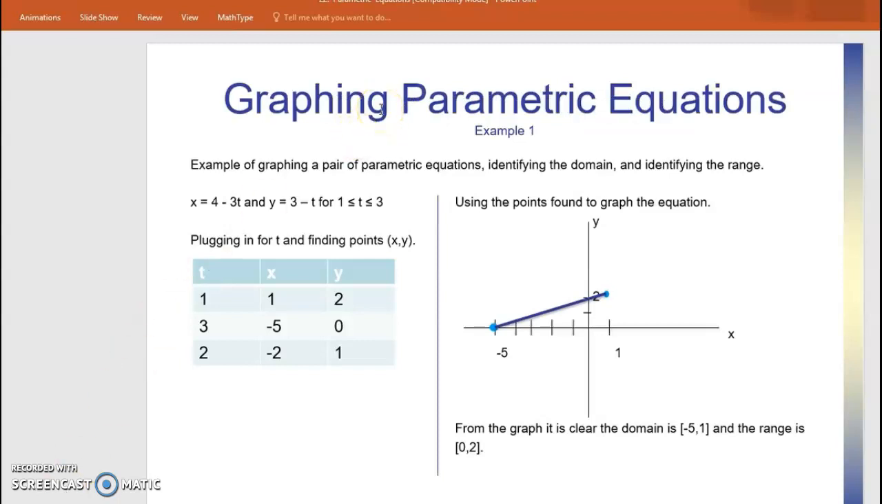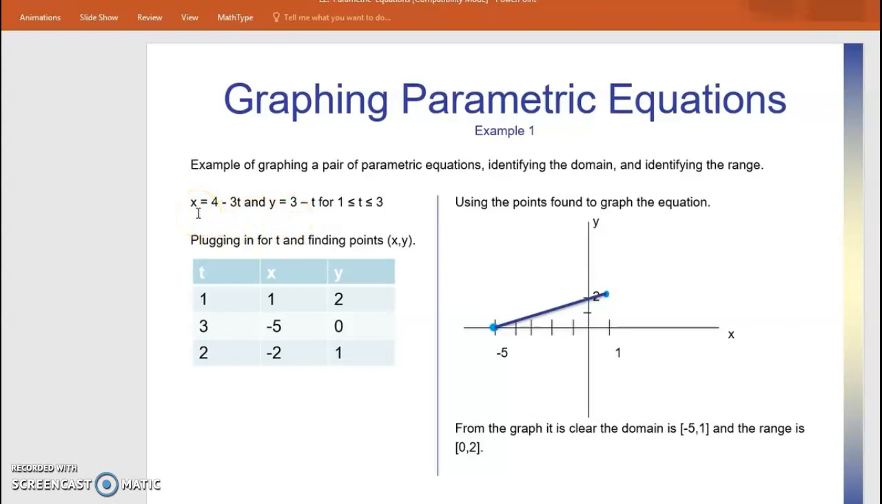Looking at an example, graphing parametric equations. We are also asked to identify the domain and the range. The parametric equations given are x equals 4 minus 3t and y equals 3 minus t. So parametric equations are given in pairs.